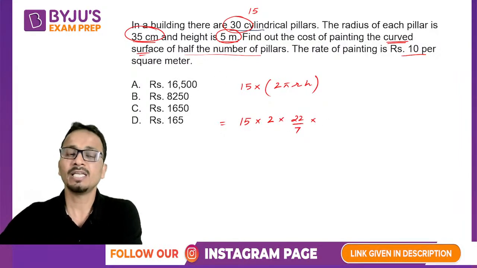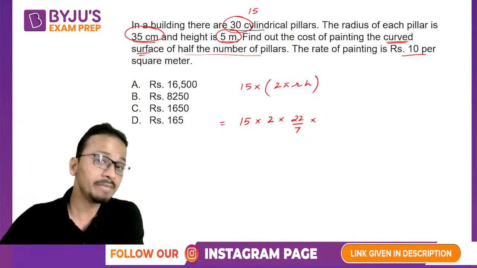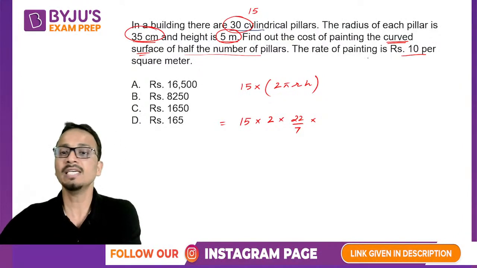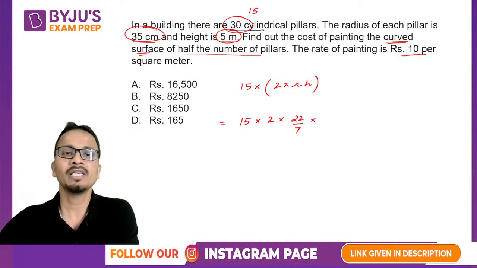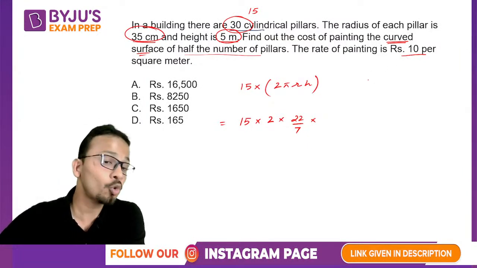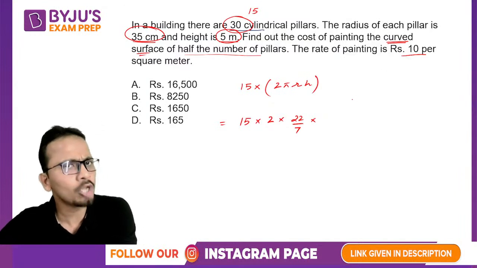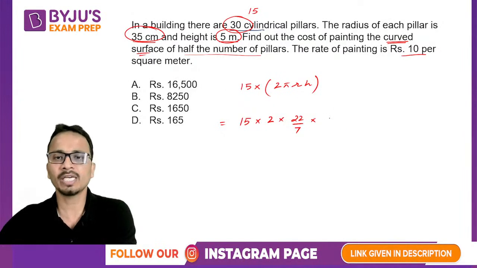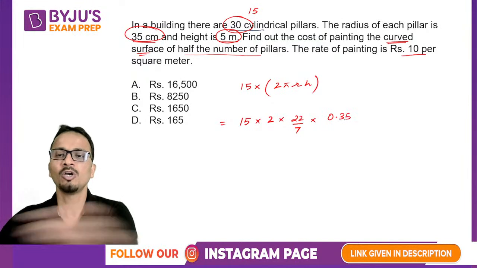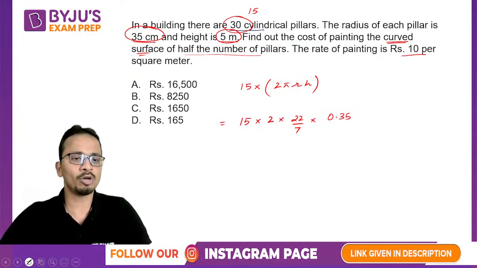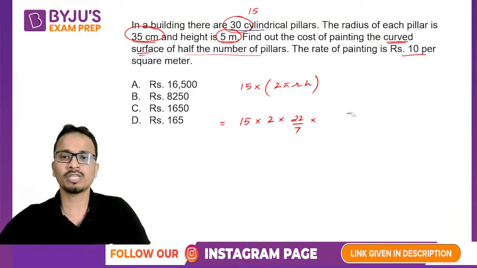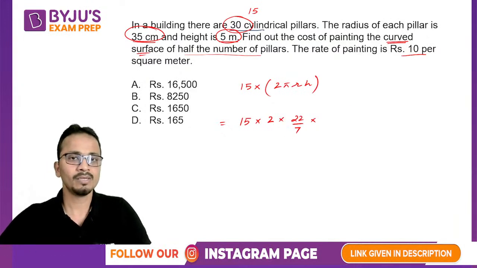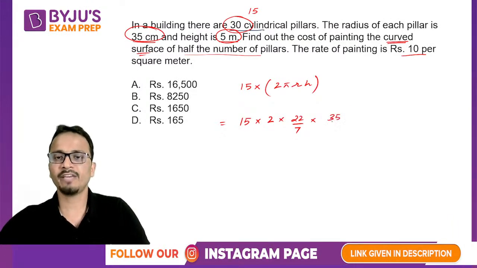multiplied by radius. Now radius here is 35 centimeters and height is 5 meters, and the cost of painting is given in terms of 10 per square meter. So you will have to convert all the dimensions in meters. So radius we will convert to meters, so 35 centimeters will become 0.35, or I'll write it as 35 upon 100. Okay? So we write this as 35 upon 100, multiplied by the height.